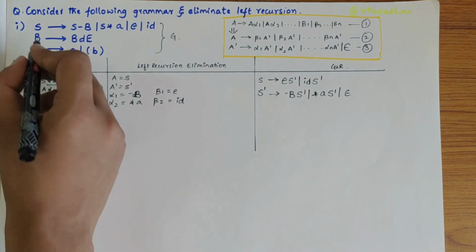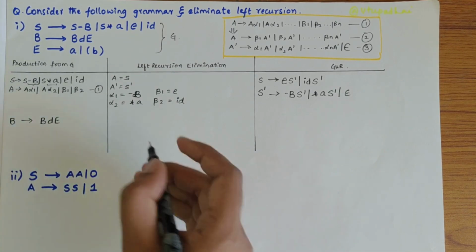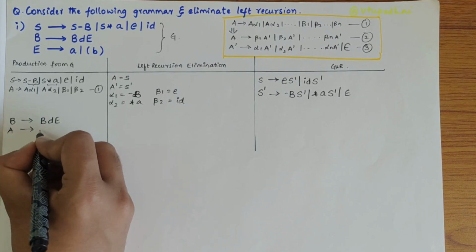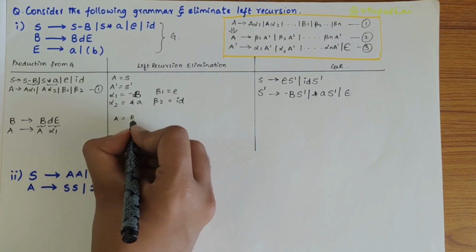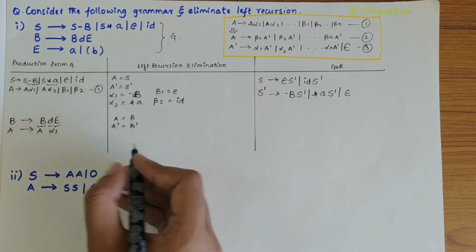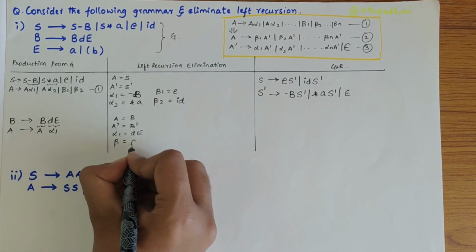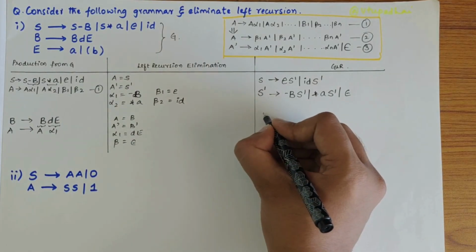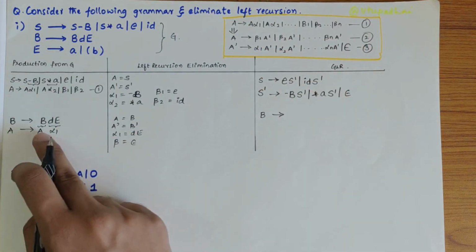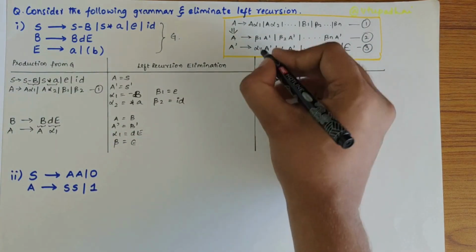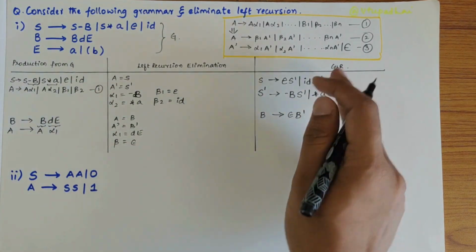Now let's look into the second production, that is B derives B, D and E. This is pretty simple. A derives A, this entire thing is alpha 1. So here A is equal to B, A dash would be equal to B dash, and alpha 1 is equal to D and E. There's no beta here, right? So let's write epsilon here. The production would be B derives, as there's no beta, we'll take it as epsilon, beta 1 A dash, that is epsilon B dash. So we have written the second equation.